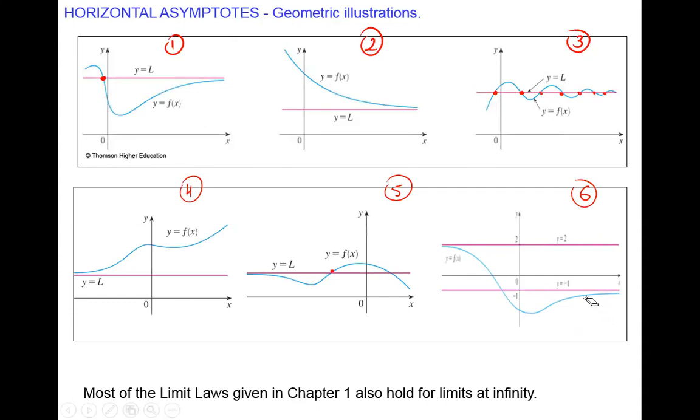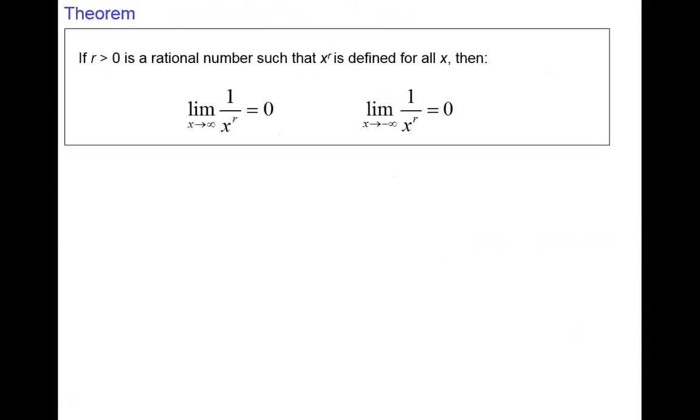Okay. Now let's try to calculate the limits. Before we start, let's look at this property, this theorem, because this will be a really helpful limit or formula. For a positive number r, greater than 0.